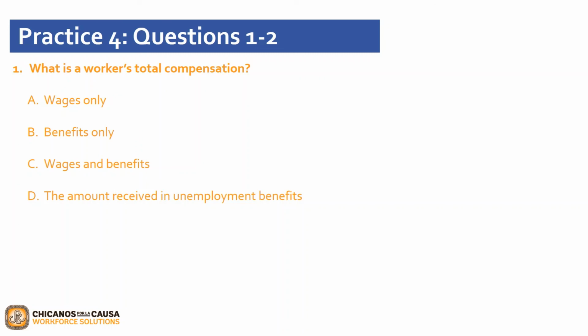Okay, so if you recall back to our lesson, we spoke about wages and benefits. Wages are what employees are paid, such as salary or hourly wages, while benefits are items such as health insurance and holiday pay. However, a worker's total compensation is a combined value of both the wages and benefits, meaning that answer C is the correct answer.